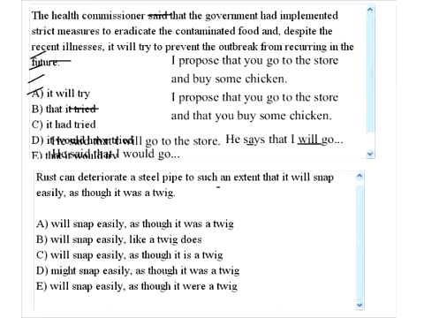And then the answer to the last one, sorry, I need to jump. As I said, I need to go at 6 because I immediately teach more at 6. The answer is, again, E. Rust can deteriorate a steel pipe to such an extent that it will snap easily. We do want the future. And the bigger issue here between these other ones is the was and were.